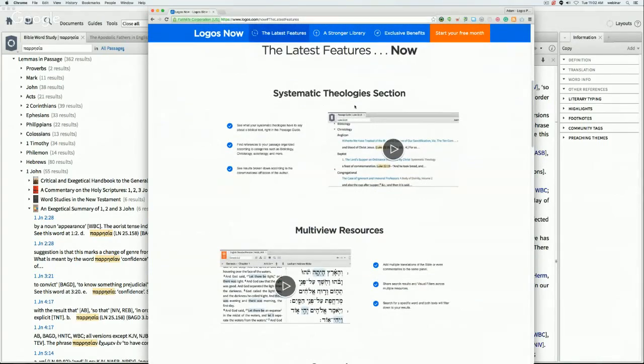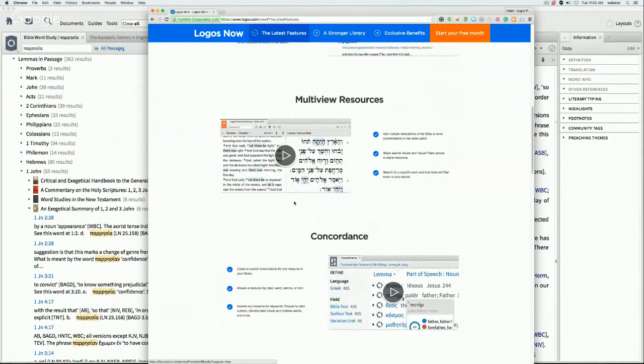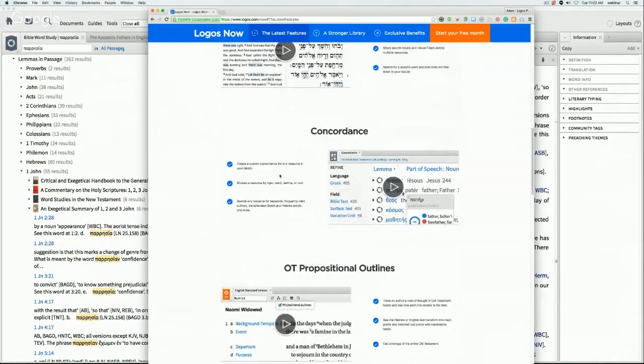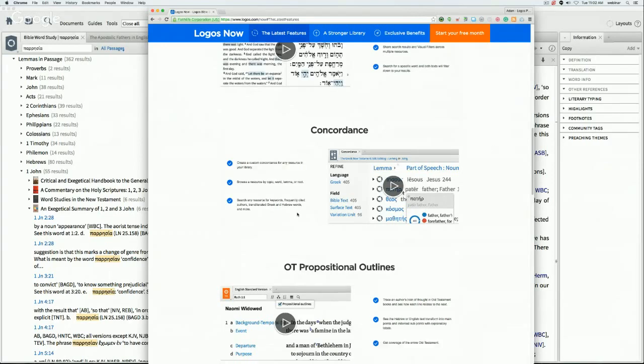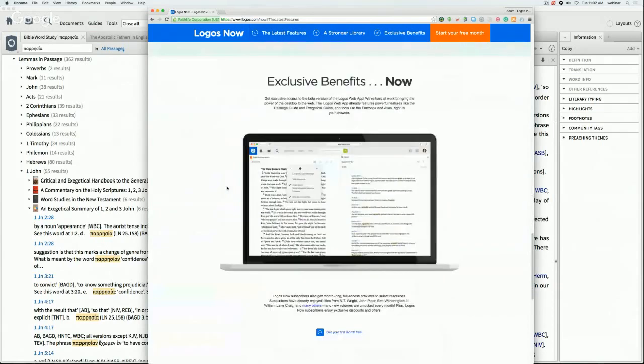We've organized your systematic theologies. We put in a new feature for multi-view resources, so you can see multiple texts in the same panel and save space on the screen. Concordance, I think, is one of the most impressive new features of Logos Now. You can get the occurrences of every word in any text that you have, not just Bibles. If you want to examine C.S. Lewis's works, or any resource that you have, you can put it into the concordance and find out what are the most common words that occur there. And the list just goes on and on.